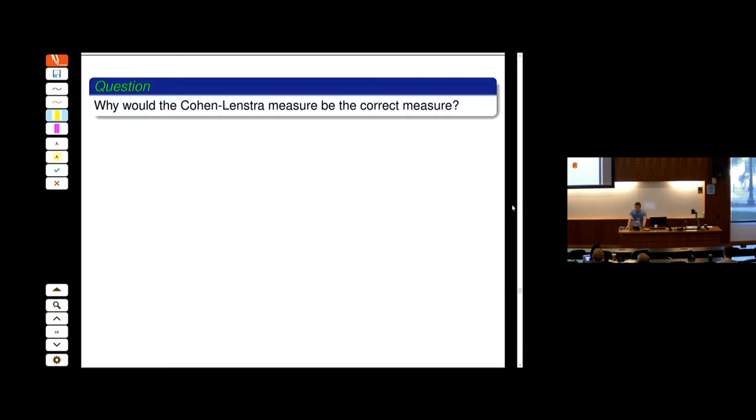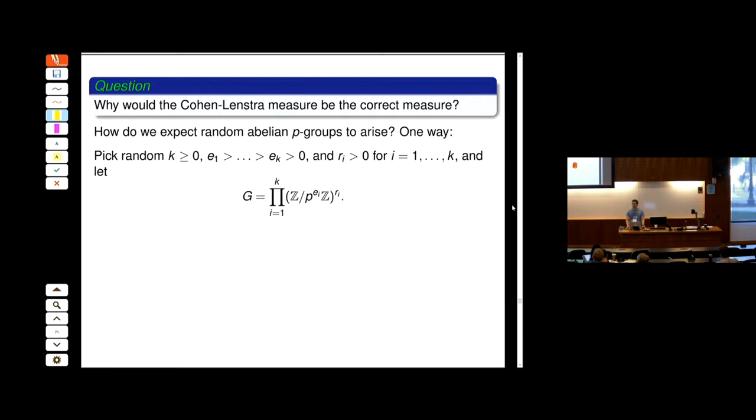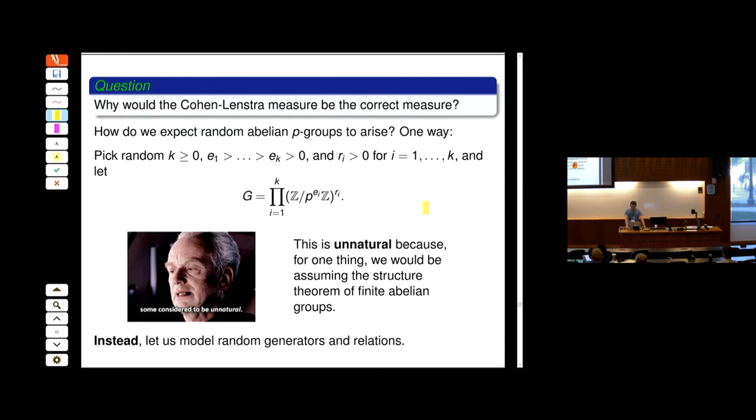So how do you expect abelian groups to arise? Here's one way of doing this. You can remember p-groups are of this form. So why don't we pick a random k, random r_i, and random e_i? That will give me groups. Is that natural? Does that look good to you? It shouldn't look good, because some people consider this to be unnatural, as the emperor would say, because you are using the full strength of the structure theorem of finite abelian groups. Do you start group theory by saying, like, well, this is a p-group, let's now prove things? No, you start like, okay, this is a p-group, the order is divisible only by p, it's a power of p, that's all I know.